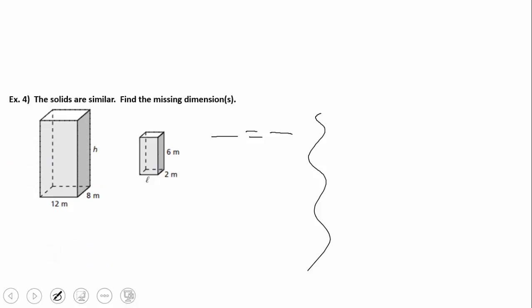And I'm going to go like this. I'm going to say the height to the width of the first one. So the height over the width. And then on the smaller one, I've got to go the height to the width, 6 to 2. Notice we only have one dimension, the width, that we know on each one. So we're going to have to use that one.